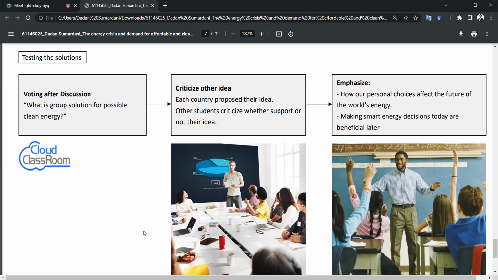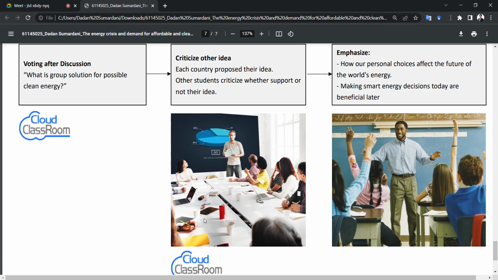Then finally, teachers also need to emphasize how our personal choices affect the future of the world economy, including world energy. Making smart energy decisions today is beneficial for the future. I think that's all from my presentation.